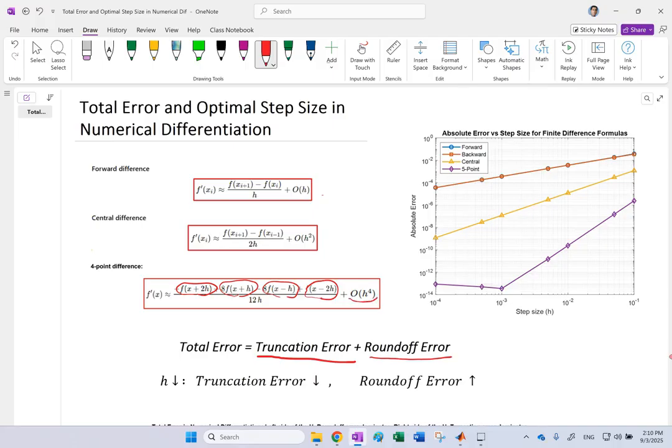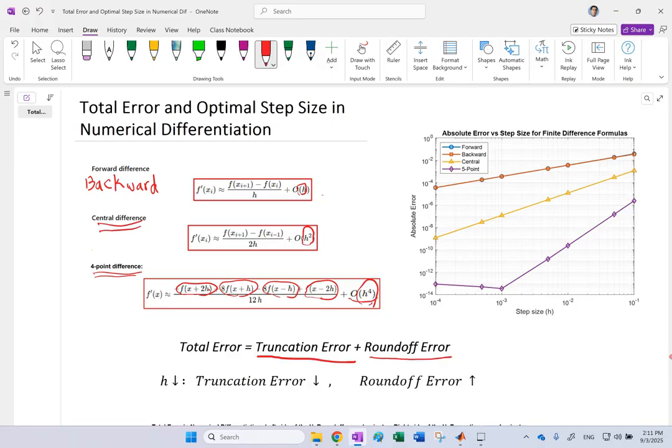So for instance, if you looked at my previous videos, if I use forward or backward difference, in both of them the order of error is proportional to the step size, linear. If I use a central difference, the error is proportional to h squared. And if I use the 4-point, or maybe in one of the videos I call it 5-point difference, in which I use 4 points, the error is proportional to h to the 4.